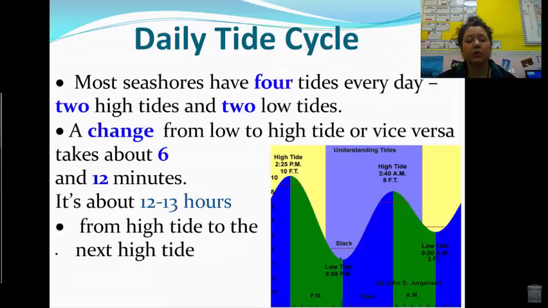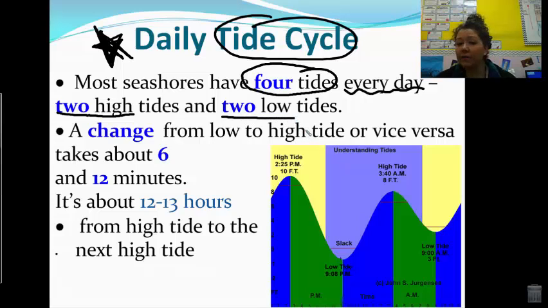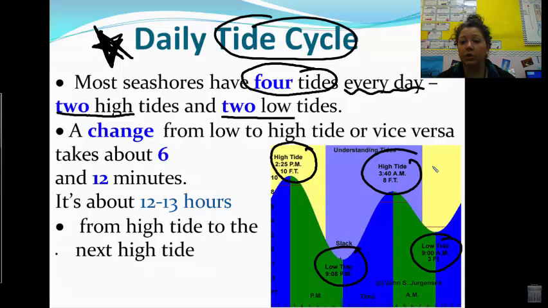Okay, so this is the most important thing that you need to remember about the tide cycle. There are a total of 4 tides every day: 2 high tides and 2 low tides. So every single day you're going to have a high tide, then a low tide, then another high tide, and then another low tide. So that's a total of 4 tides every day.